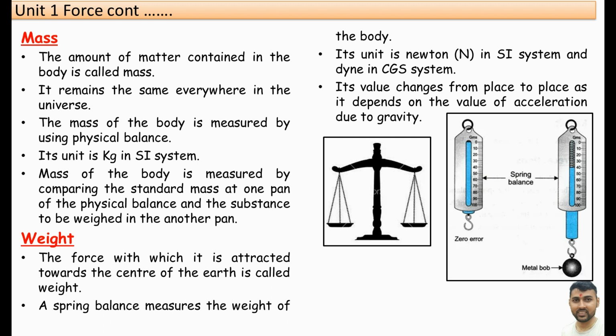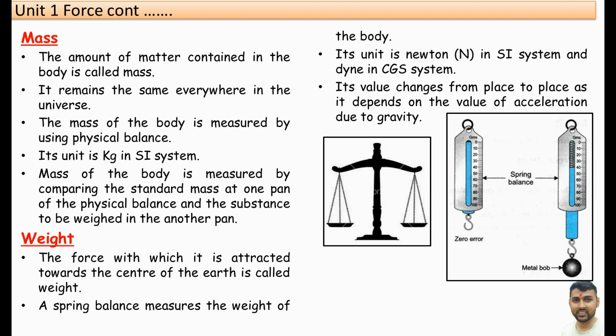The SI unit of weight is Newton, and in the CGS system, its unit is dyne. Its value changes from place to place, and it depends on the value of acceleration due to gravity.